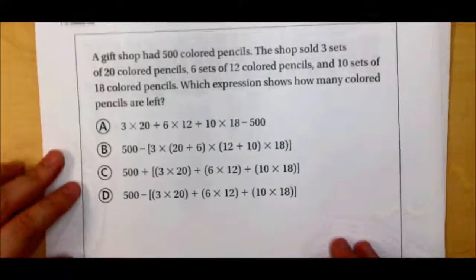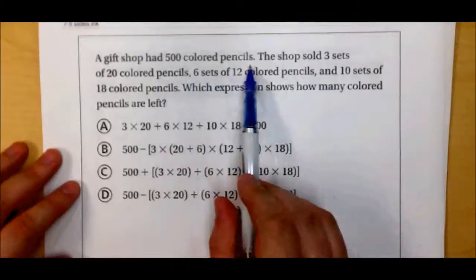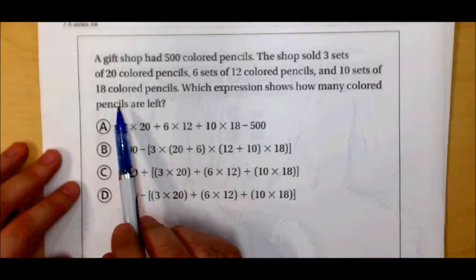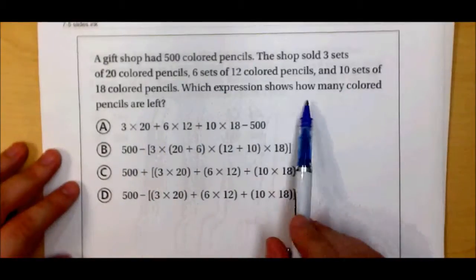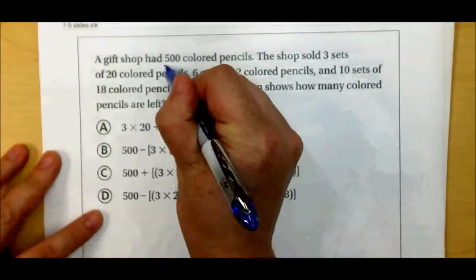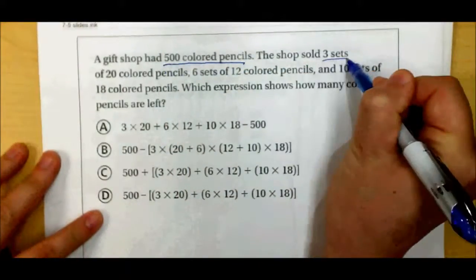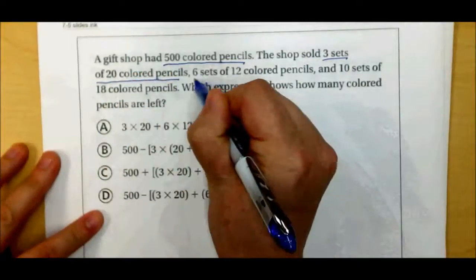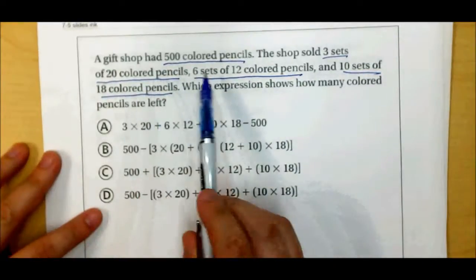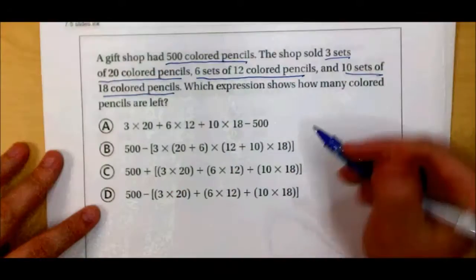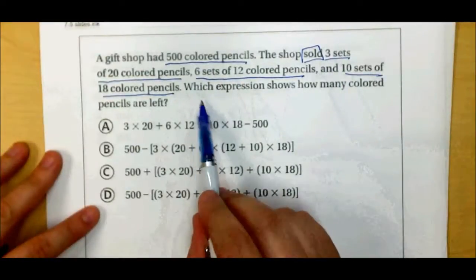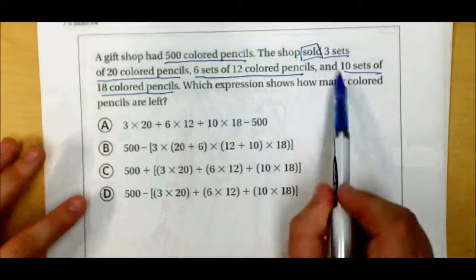So we have this problem here. A gift shop had 500 colored pencils. The shop sold 3 sets of 20 colored pencils, 6 sets of 12 colored pencils, and 10 sets of 18 colored pencils. Which expression shows how many colored pencils are left? Well, I'm going to start out by just underlining the quantities of the different pencils. We had 500 colored pencils, and then we sold all this other stuff. So we're going to start out with 500, and then we're going to subtract all the stuff we sold.